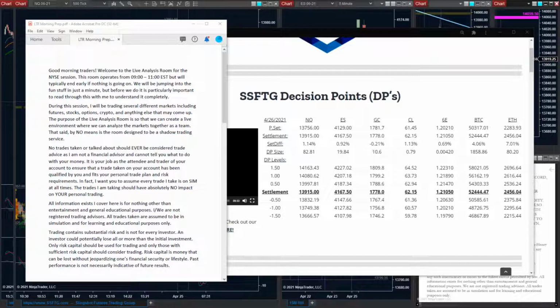As always, before we jump in, on the left side of the screen there, it's very important to go through and understand everything that is inside the Live Trader Morning Prep PDF. Make sure to spend some time and read through that.